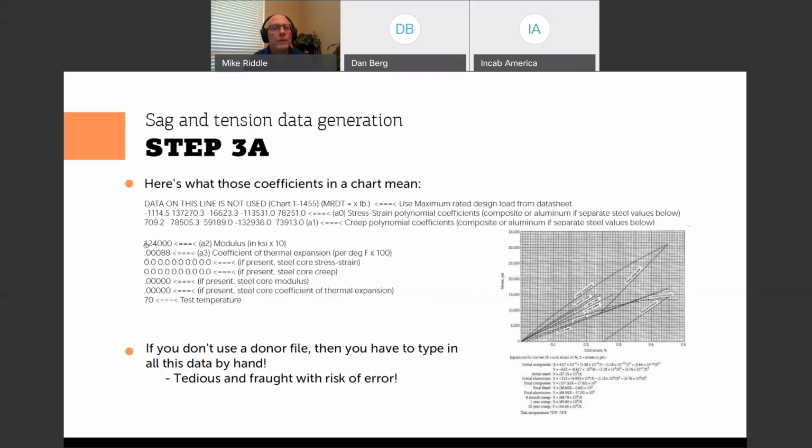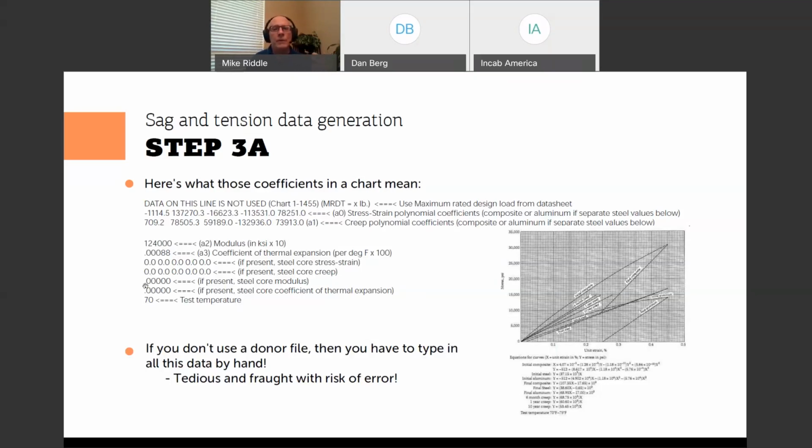Then you end up with a line with just one number on it. That's the modulus. And then another line with just one number on it, and that's the coefficient of thermal expansion. Now, these are repeated in form. For most OPGW sag-10 charts, these lines will be zeroed out.